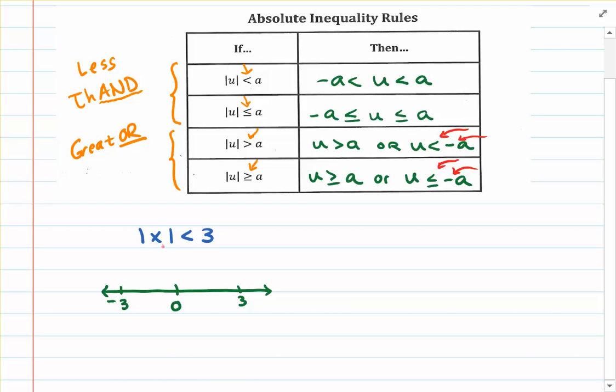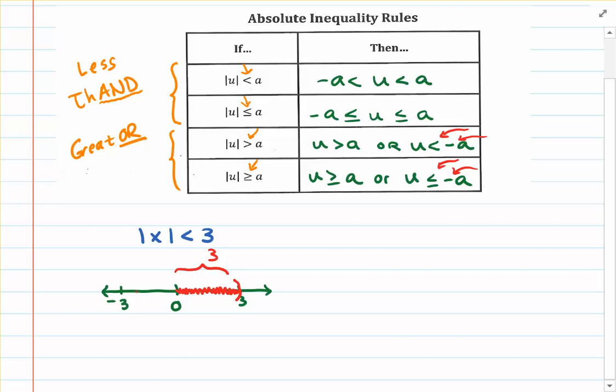Can you think of a number that would have a distance away from 0 that's less than 3 units? Lots of possible answers exist for that. Something like positive 1 would work. Positive 1 has a distance away from 0 that's less than 3. In fact, any value from 0 to positive 3, not including the 3, so I'll put a parenthesis on that, would have a distance away from 0 that's less than 3 units.